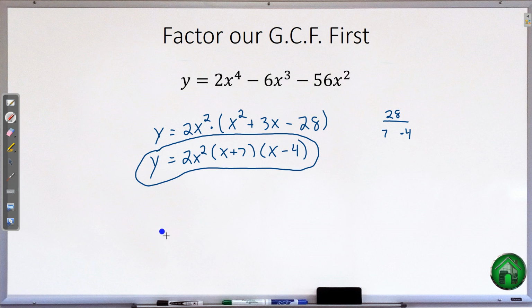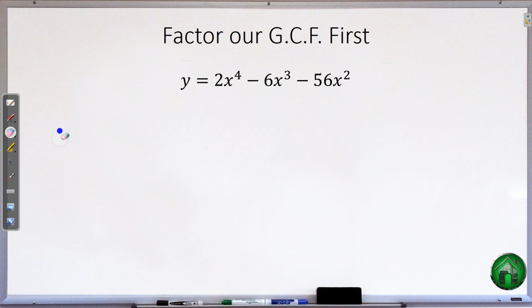This one works out really nicely. That won't always be the case, but I wanted to show you one that worked out really well. We even have a look at our x-intercepts. This x will give us 0 as an x-intercept. This one will give us negative 7. And this one will give us positive 4. All right, so that's our first strategy, if you can pull out the GCF first.